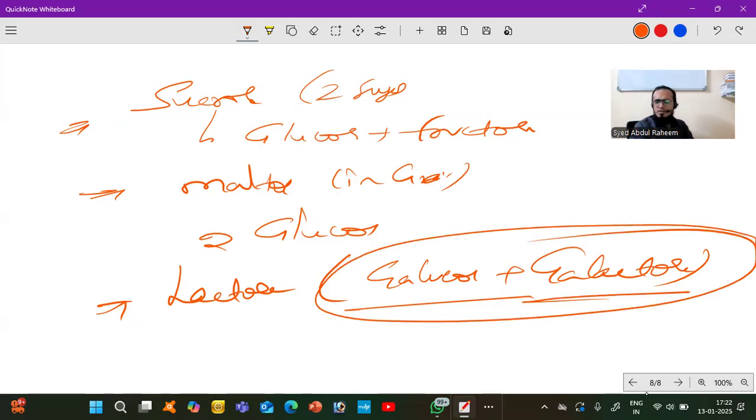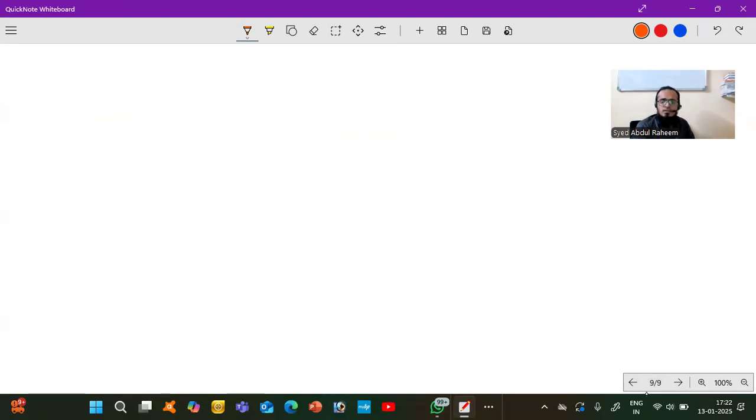So these are the names. Don't be afraid of these names. Just remember them and you will get it easily. Disaccharides completed. Next is the third, polysaccharides.